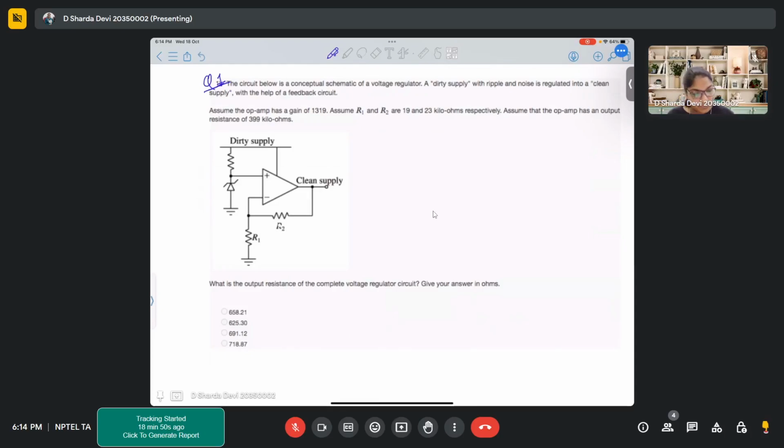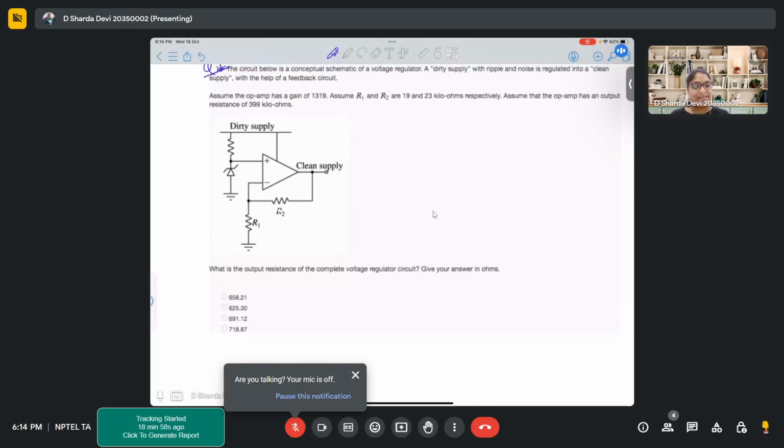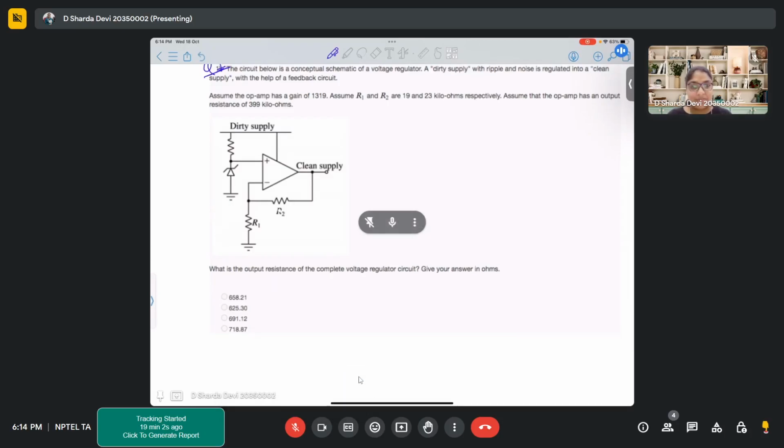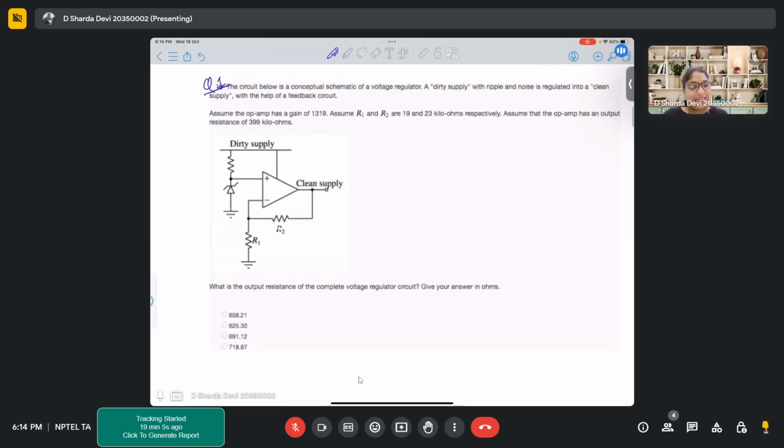In this problem, a circuit is given for getting a clean supply from a dirty power supply. So basically it is a voltage stabilizer circuit. And as we all use stabilizers, currently the devices or appliances that we are using already have an inbuilt regulator in them.